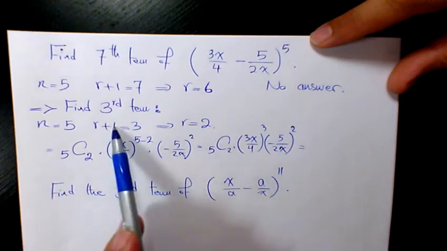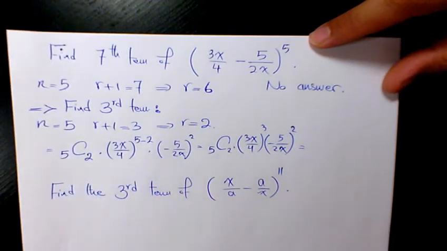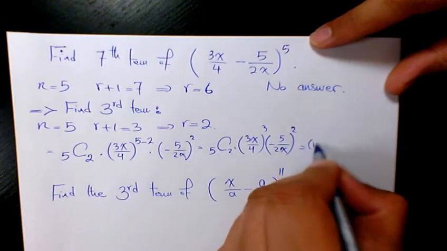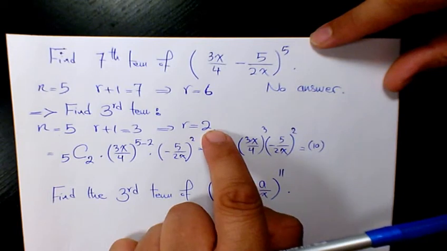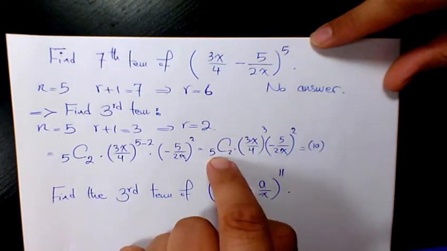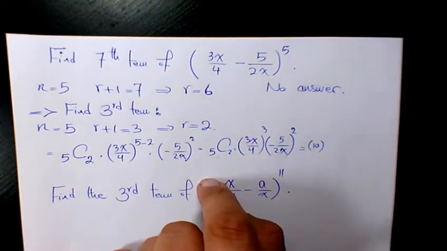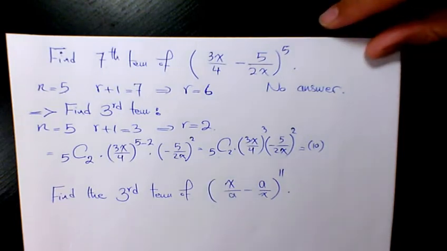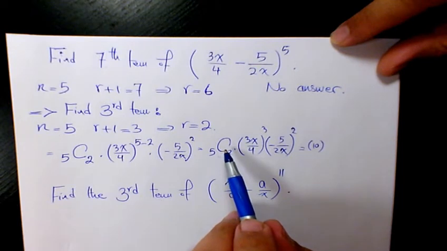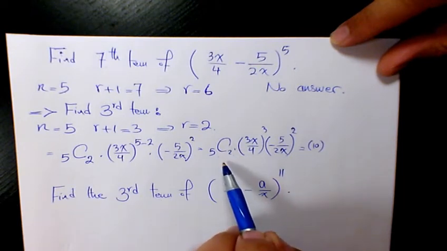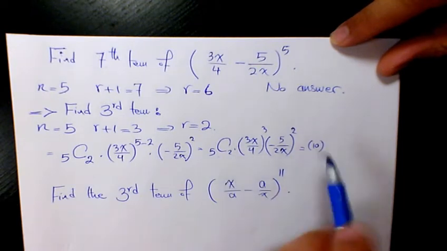5c2 is the third term on the fifth row, which is going to be 1, 2, 3. The number is going to be 10. As I said, you can do it in your head. 5 factorial over 2 factorial over 3 factorial. When you cancel 5 factorial with 3 factorial, you're going to end up with 4 times 5 on the numerator, which is 20, divided by 2 factorial, which is just 2. So 20 divided by 2 is going to be 10.